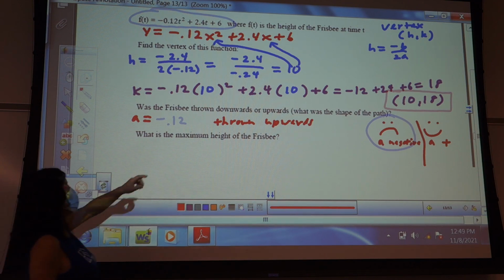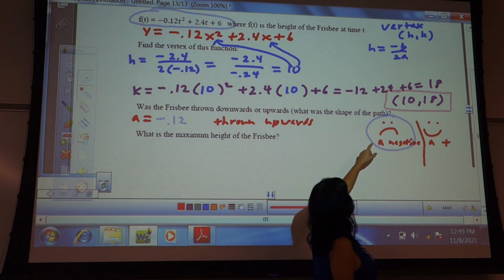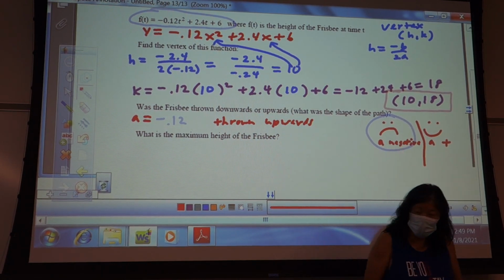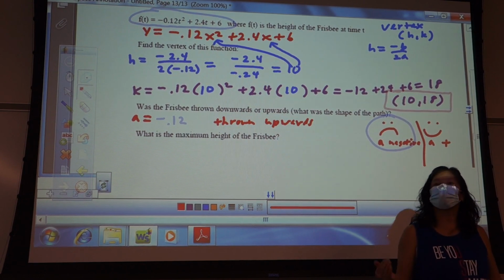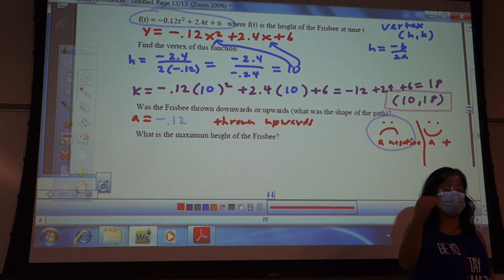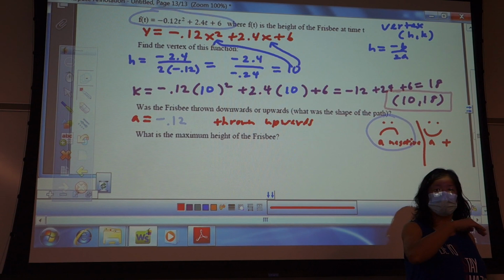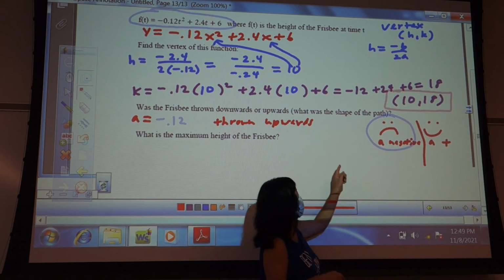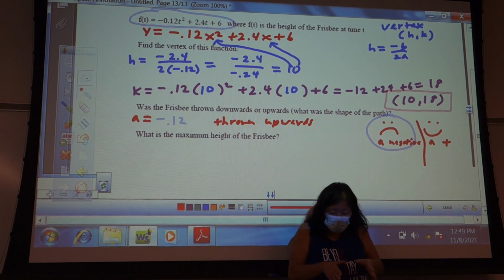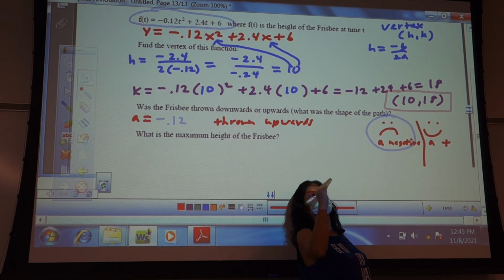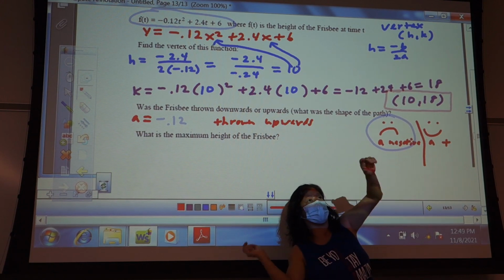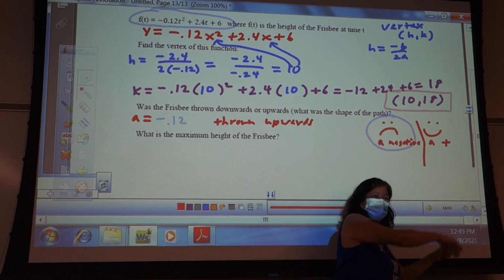So here it's unhappy, which means it opens downwards, but it was thrown upwards. It's sort of an opposite. Does that make sense for folks? I need eyes here for a second. So if it's unhappy, it means it opens downwards, but it was thrown upwards and then it dropped down. So you're following me? I threw a rock up, it went up, and then it came down.